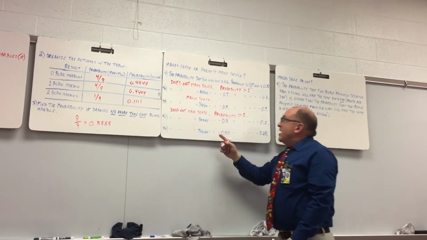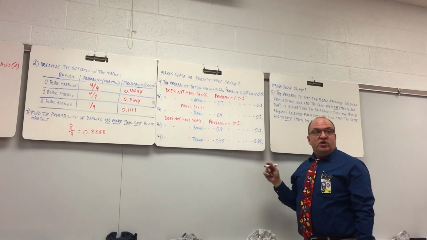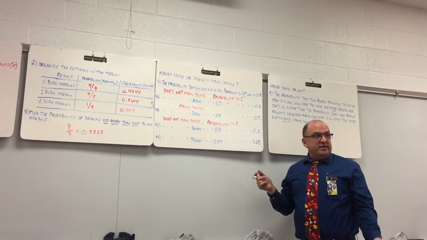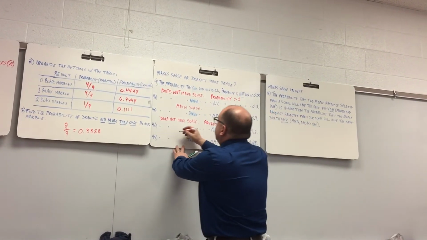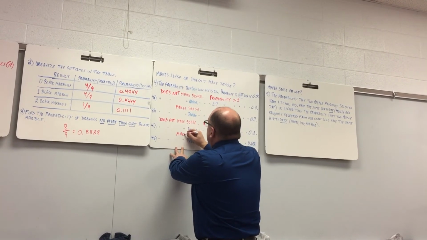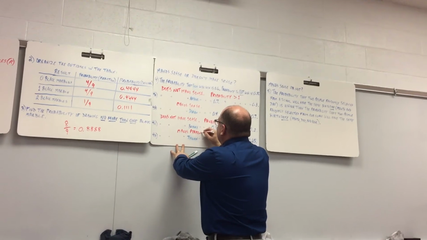Okay? Probability that Brooke will win is 0.8, not win is 0.2. 0.8 plus 0.2 is 1 whole, right? 1.0. Makes sense. Makes perfect sense. Okay. You want to write that? Makes perfect sense.